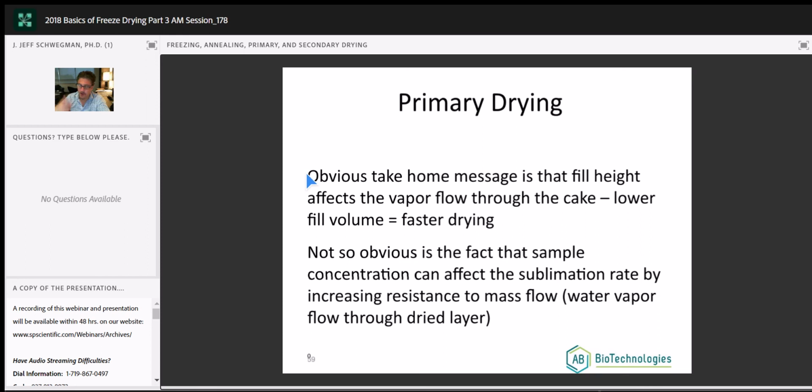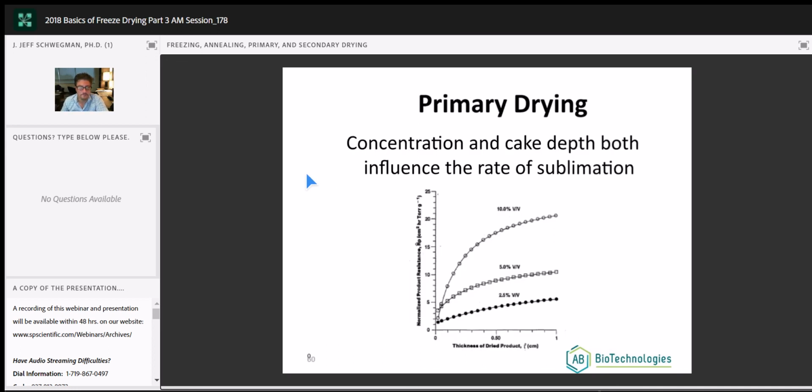So the obvious take-home message: don't fill the vials more than half full, and don't super concentrate your samples. Again, no more than half full filling, and then no more than 100 mg per mL or 10% total solids in the formulation. This is kind of my rule of thumb. And this shows you the thickness of the dried product. We know the resistance increases with the thickness, okay? But it also increases with the total solids content. We know that.